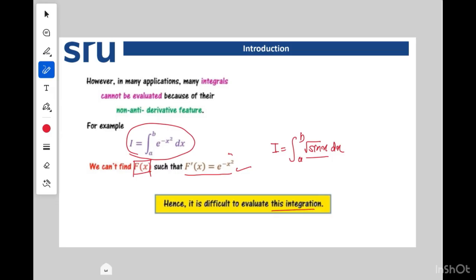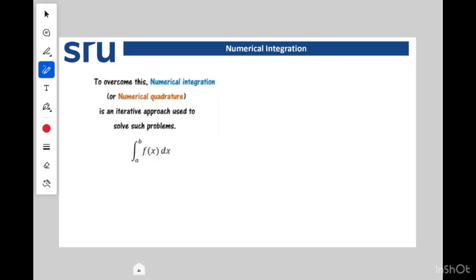So the question is, how can you integrate such a function, because the exact formula is not known? To solve such problems, we will go through the numerical method. This is the concept of numerical integration. To overcome this, a numerical integration or numerical quadrature rule is used to find the integral of such functions.